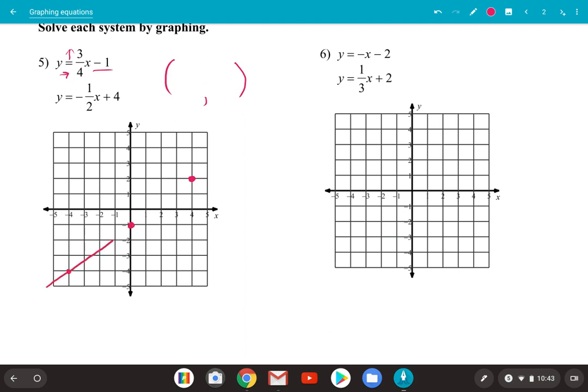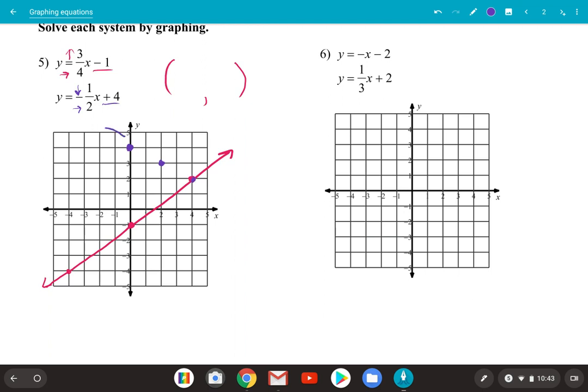And we're going to draw a line, but you don't have to do that third point on this one. Then we're going to do the second equation. Start at 4. Going to go down 1 to the right 2. Down 1 to the right 2.